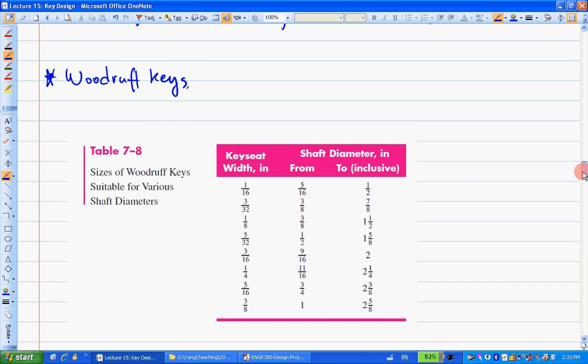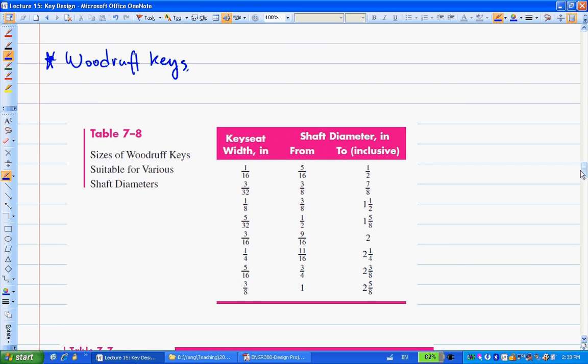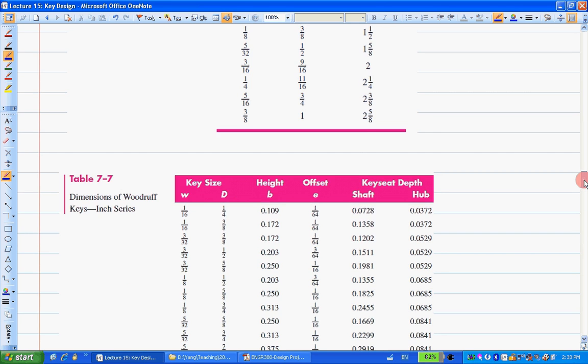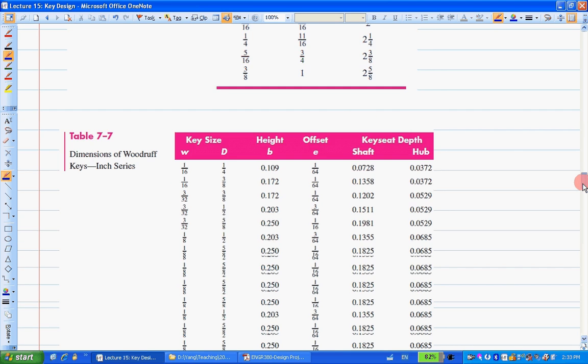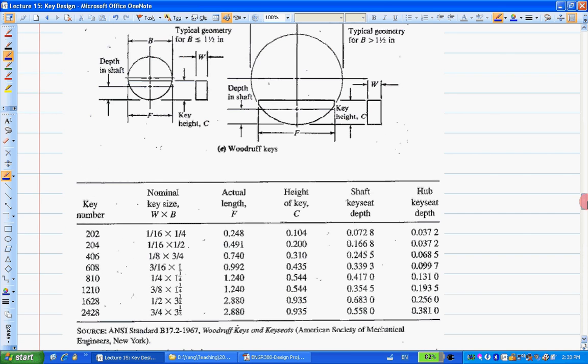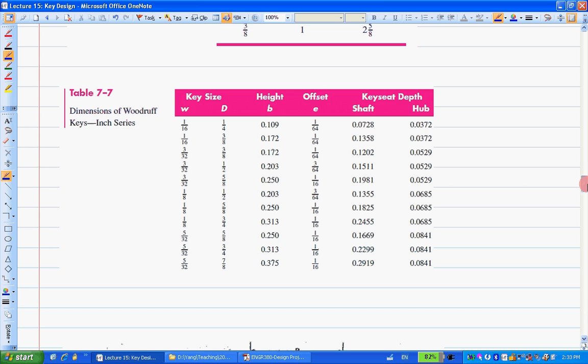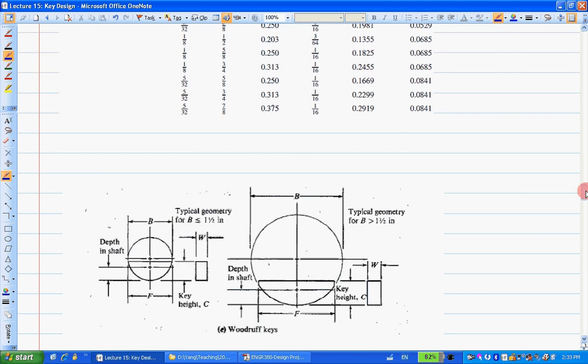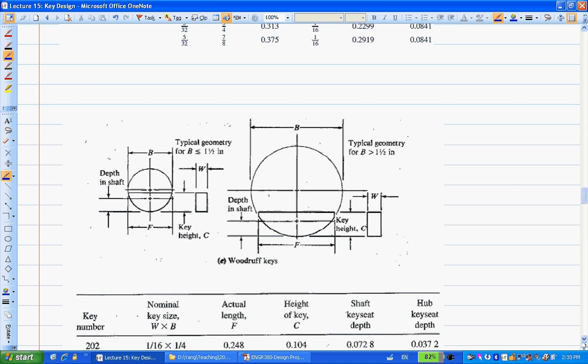So this is the Woodruff key. The table that you're going to resort to is table 7-8 in general, and there's another one, 7-7 for the inch series, and there's another one here in the lecture notes. I'm going to use the diagram here in terms of the Woodruff key.